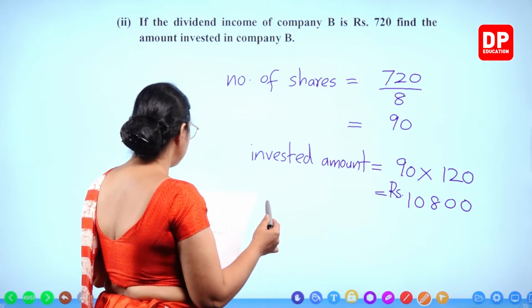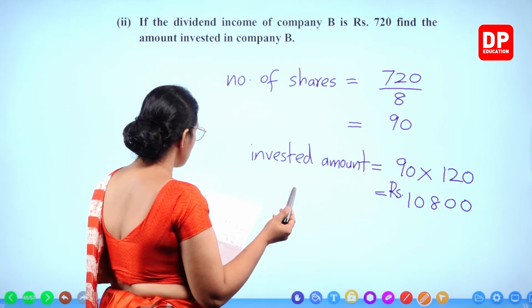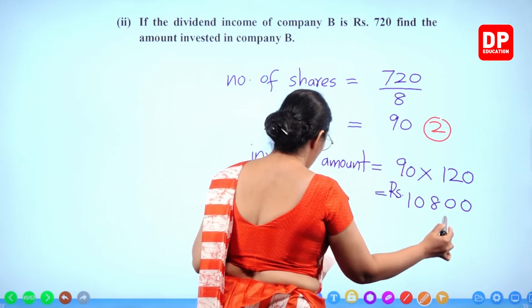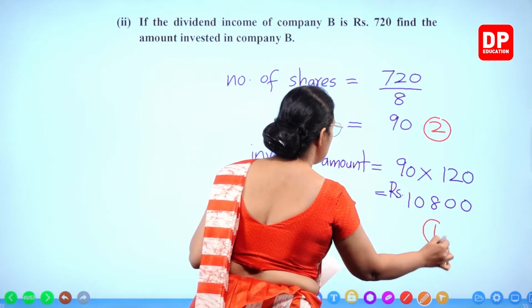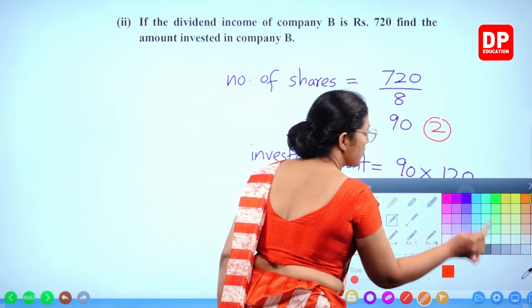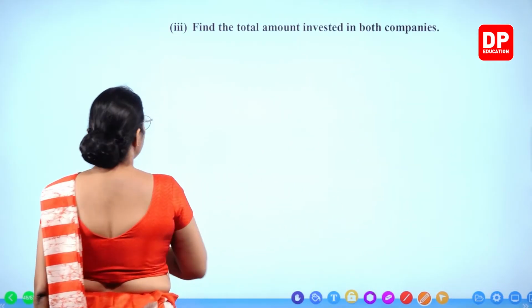So how many marks for that part? You are finding 90 and 10,800. So this is 2 marks and 1 mark for finding the invested amount. So 3 marks for that part. Then let's take the next one.